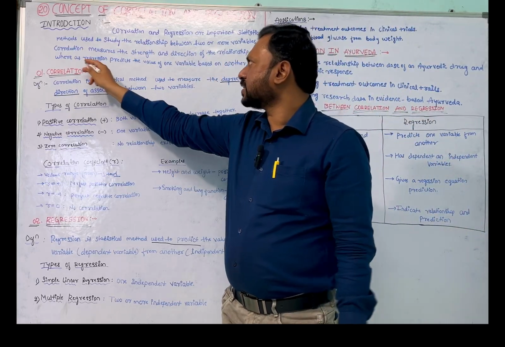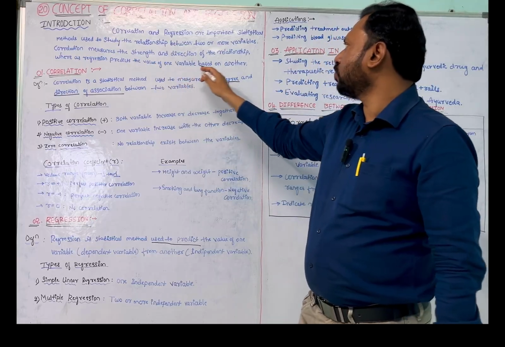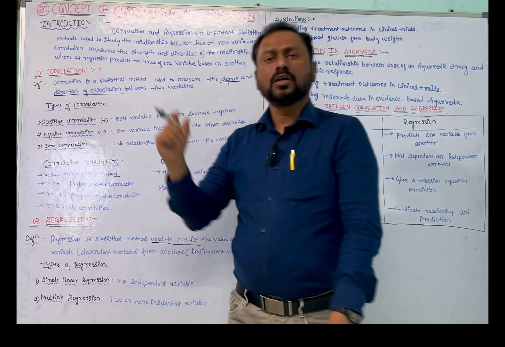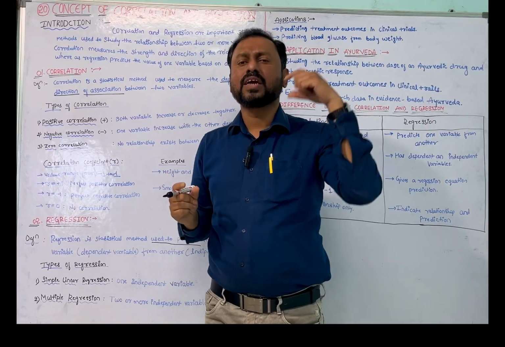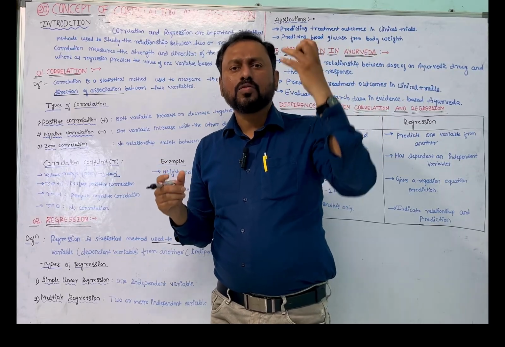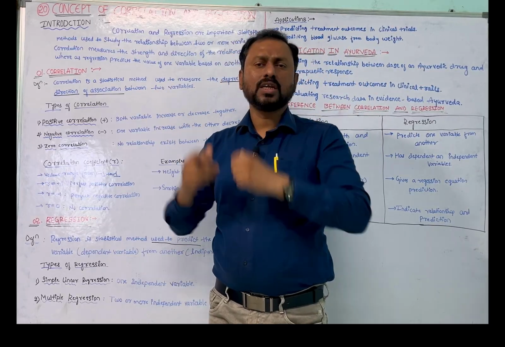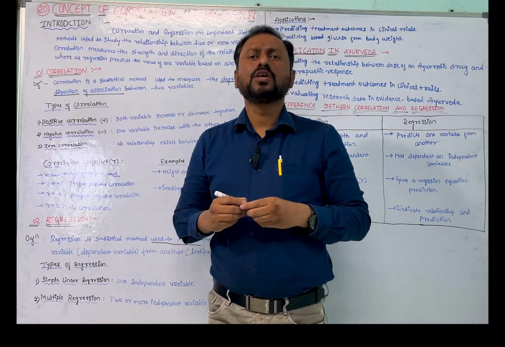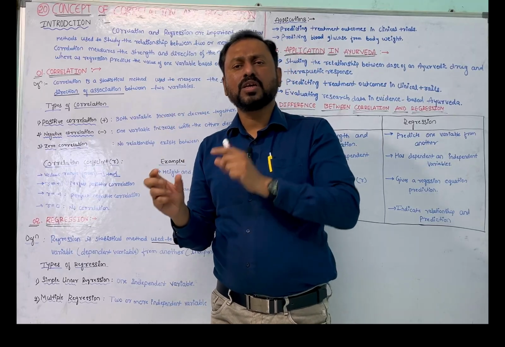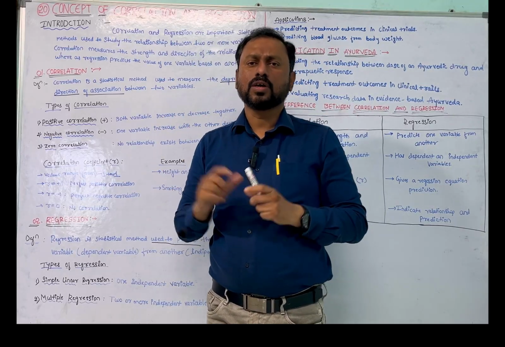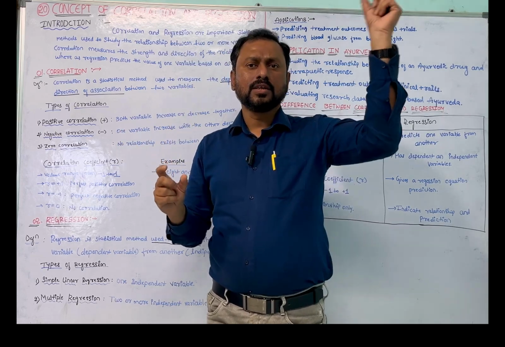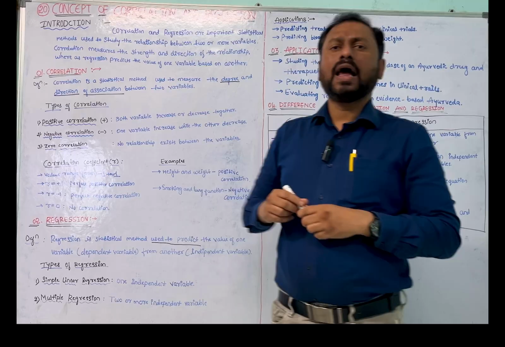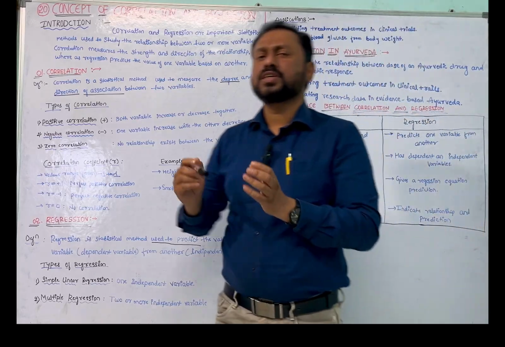And second, regression predicts the value of one variable based on another. If one value is known, then we predict another value, which may be the result. Suppose if you are studying hard, it means the result will be good. This is the thinking where one variable is considered and the other is predicted. That is called regression. Now we'll study one by one.